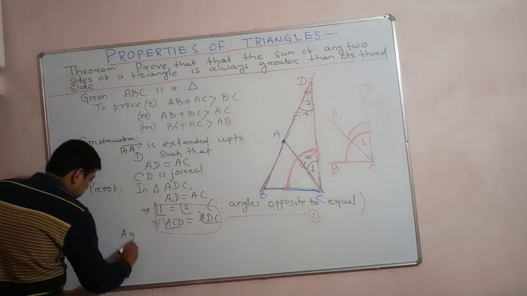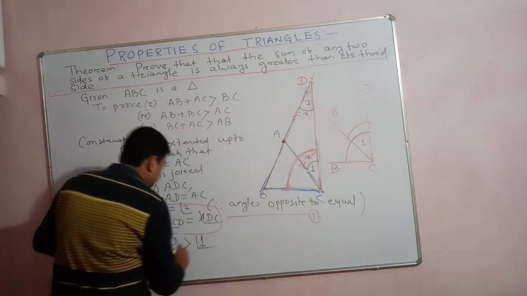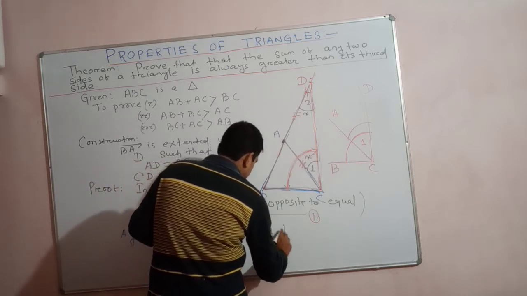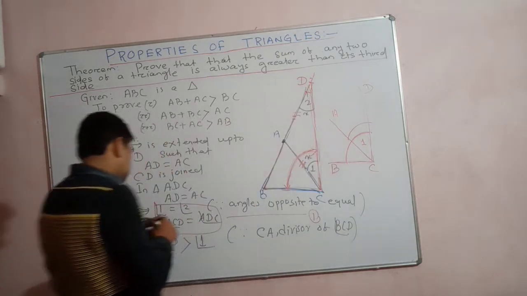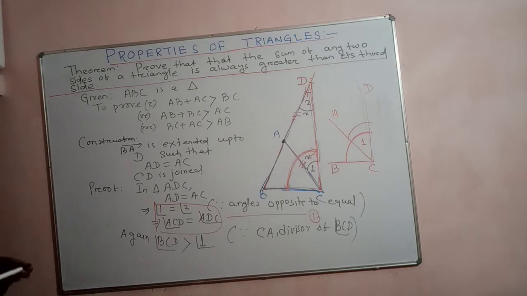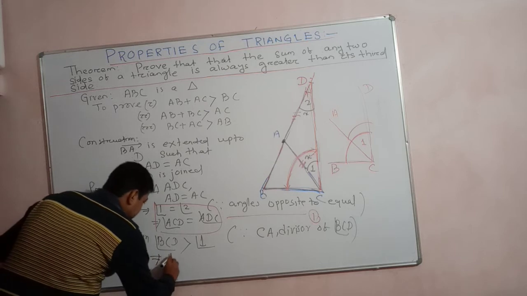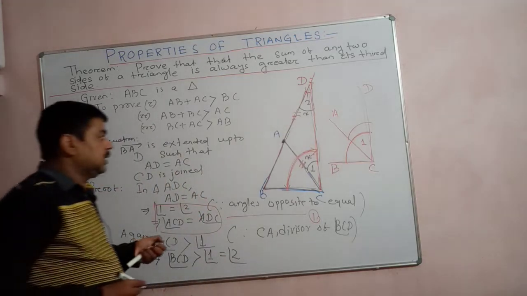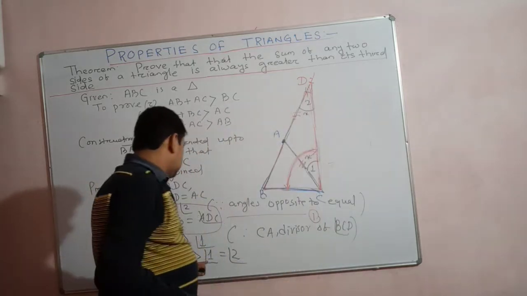Again, angle BCD is greater than which angle? Greater than angle 1, because A is an interior point and CA divides angle BCD into two parts, not equal parts. The whole angle must be greater than the part. So angle BCD is greater than angle 1, and angle 1 is equal to angle 2, yes or no? Yes.